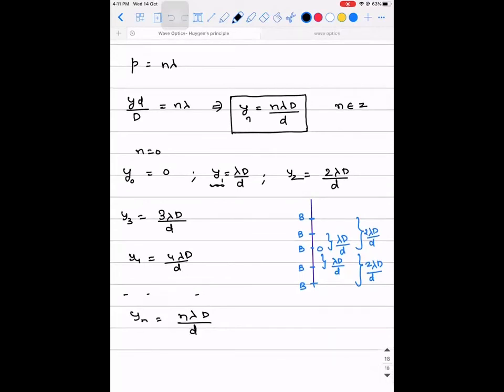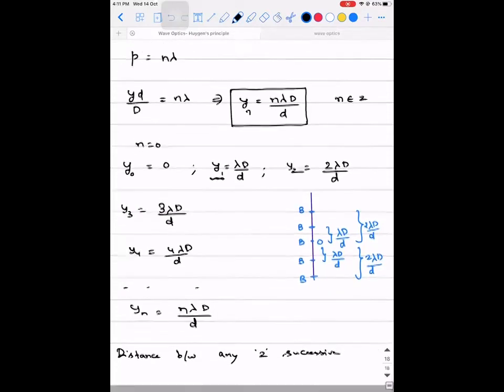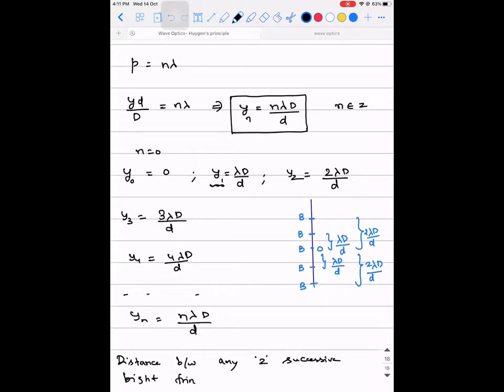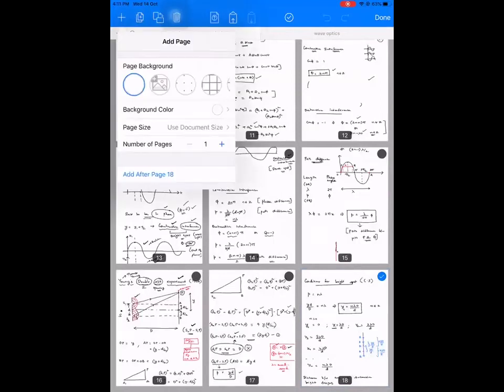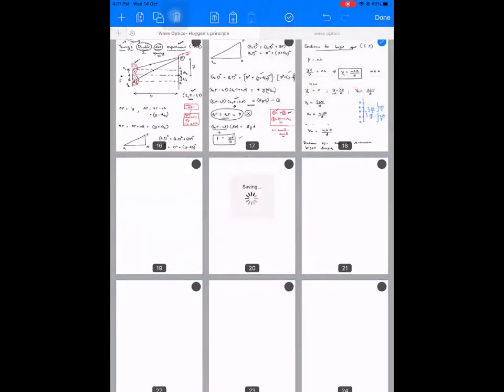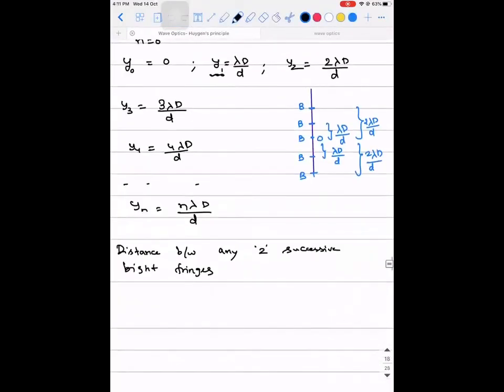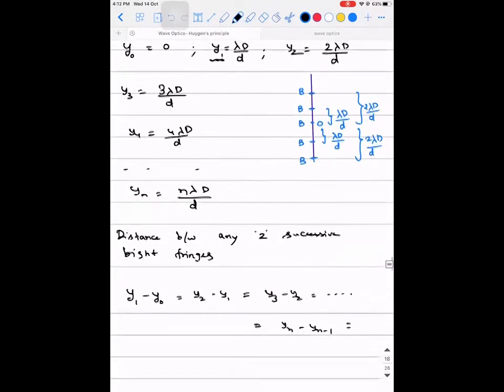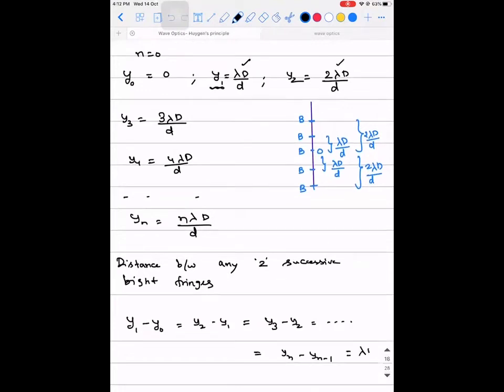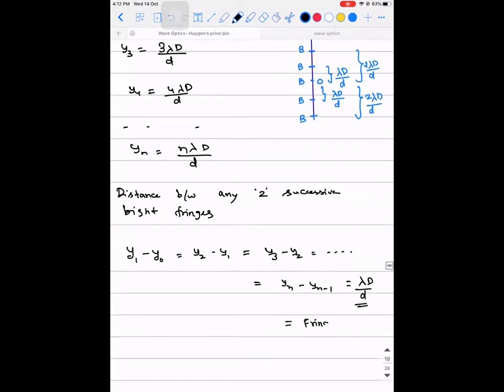Now comes an important point. If I ask you, what is the distance between any two successive bright fringes, what will you say? For example, Y1 minus Y0 will be same as Y2 minus Y1, same as Y3 minus Y2, same as Yn minus Yn minus 1. How much is that value? You people tell me. Lambda D by small d. And this distance is what is called fringe width. And the fringe width is represented by the symbol beta.